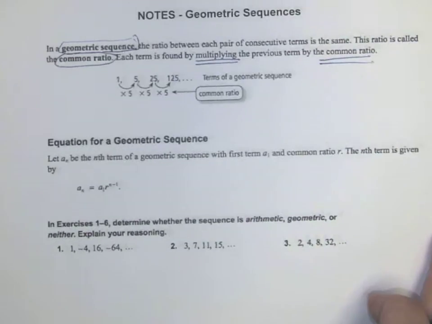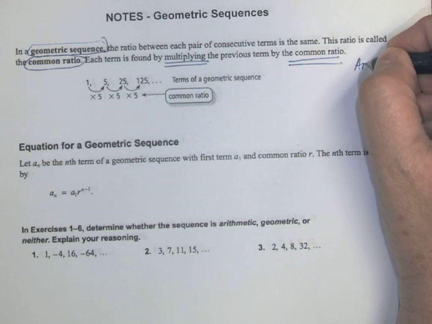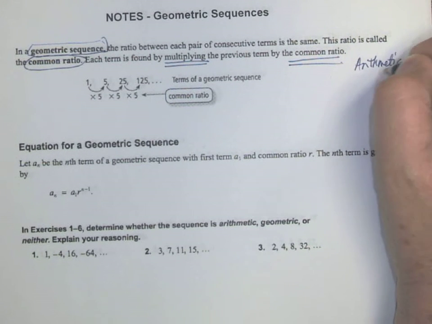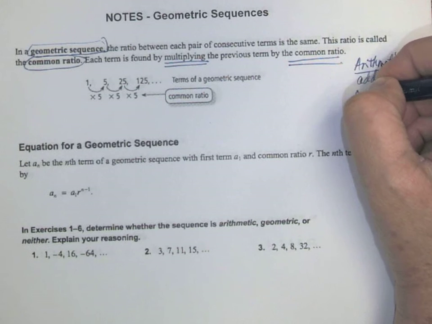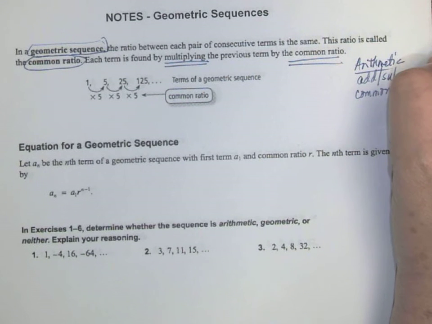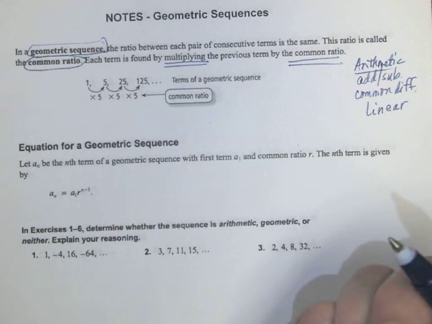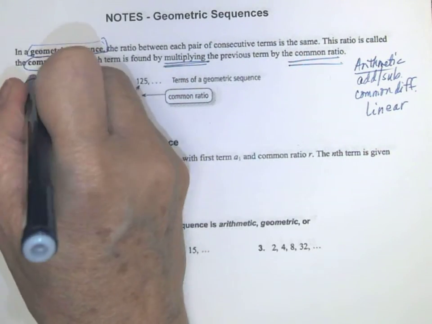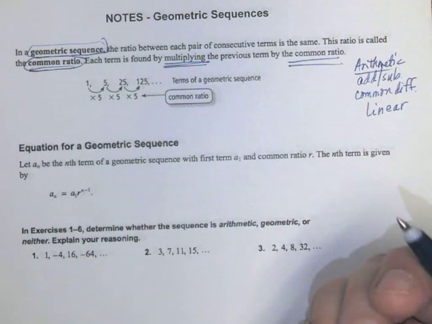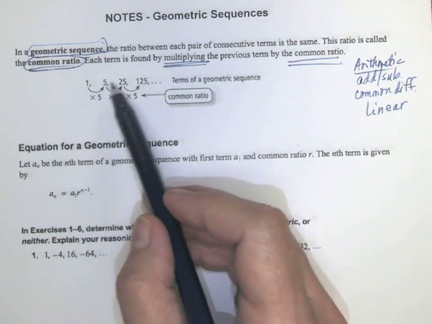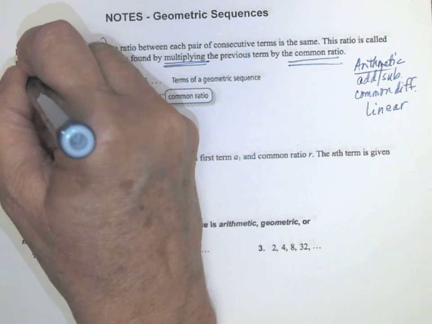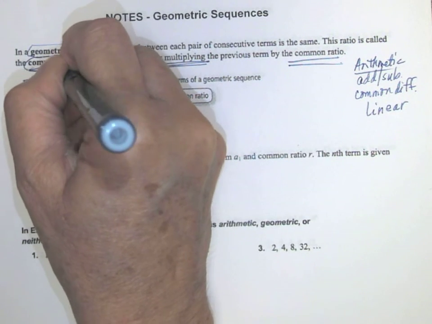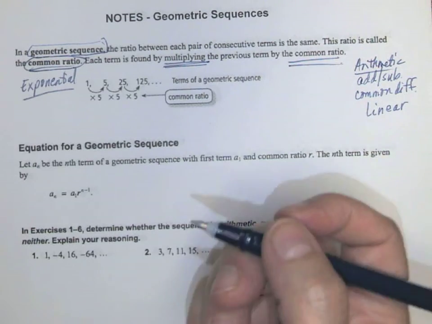So how's this different from arithmetic? Arithmetic was adding or subtracting, and that was called the common difference, and it was linear. So this is multiplying, has a common ratio. So what do you think it is if it's multiplying? What function did we do where we multiplied by the same thing every time? Well, I hope you're thinking of exponential. So this one's going to be the same as exponential.